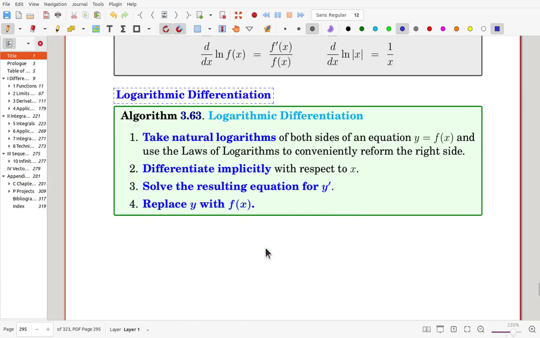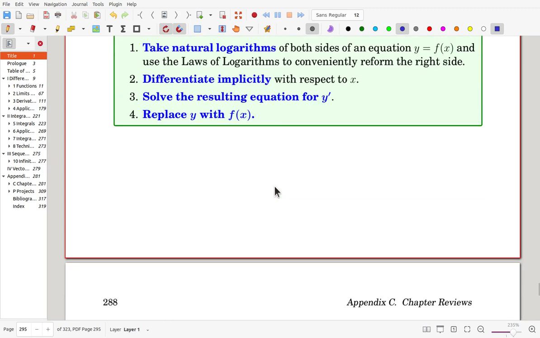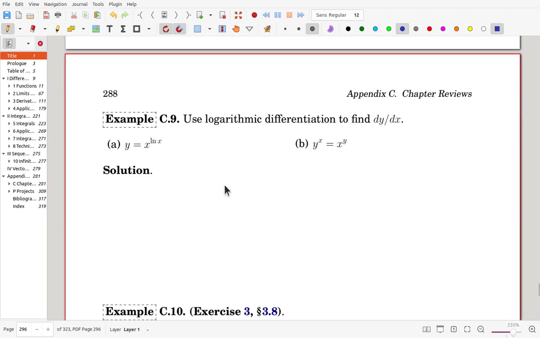Okay, here we have a technique to get derivatives, a very useful technique, logarithmic differentiation. For the expression, you can take the natural logarithm, differentiate implicitly, solve for y prime, and replace y with f of x. Then you can get the derivative. Let's try to get the derivative here by using logarithmic differentiation.